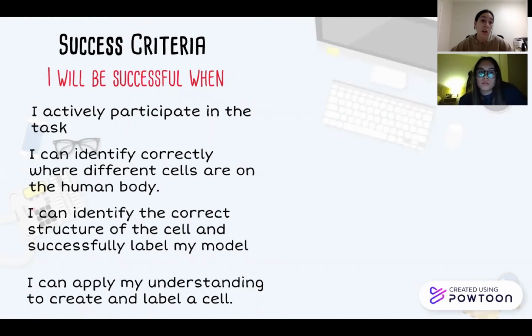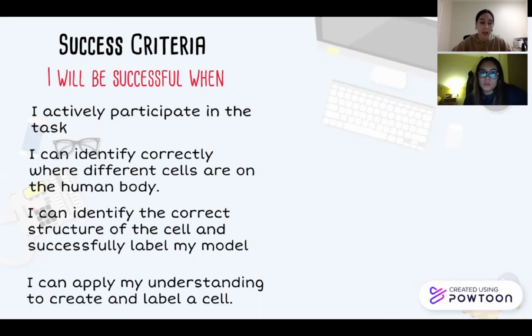All right, so this is our success criteria, which states that the students will actively participate in the task. They can identify correctly where different cells are on the human body, can identify the correct structure of the cell and successfully label their model, and can apply their understanding to create and label a cell. So we have included the success criteria as part of our slide, and we would show this to the Year 6 students.